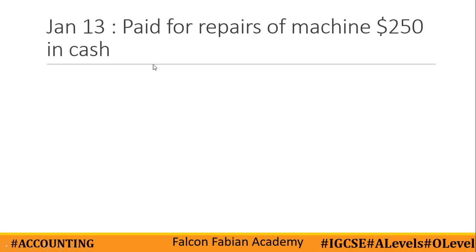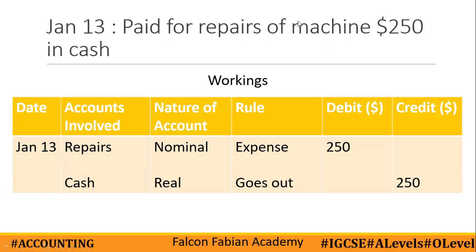Now let's move on to the next transaction, and the next transaction is January 13th, paid for repairs of machine $250 in cash. Here repairs is the first account and cash is the second account. So the two accounts involved are repairs, and how are we paying for this repair? We are paying through cash. So we will continue in the same table. You would leave a line and then you will do the workings for this transaction.